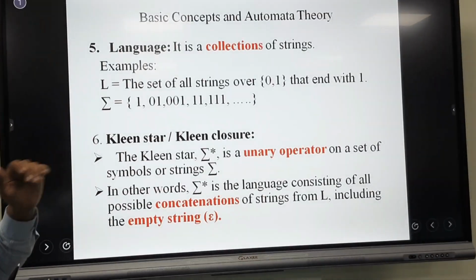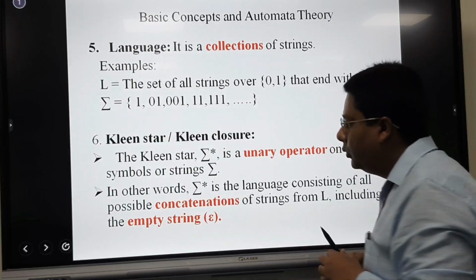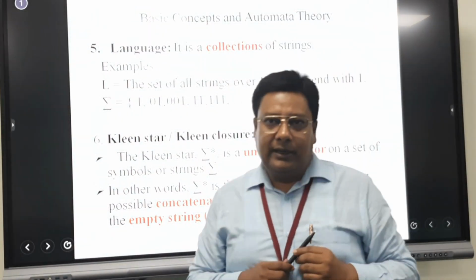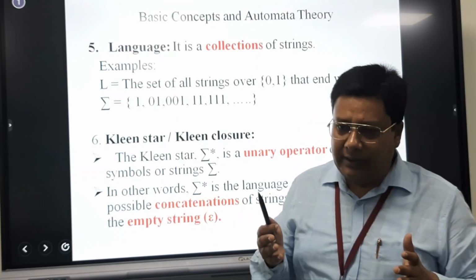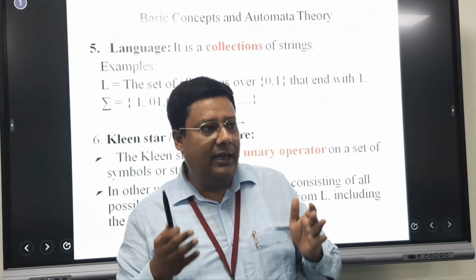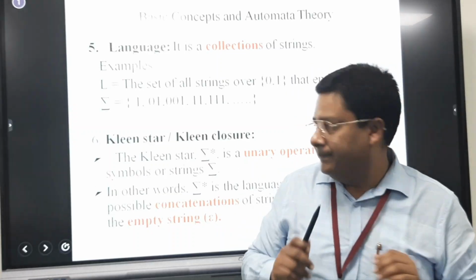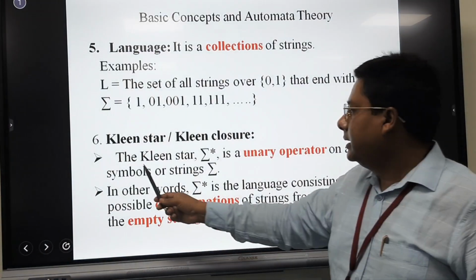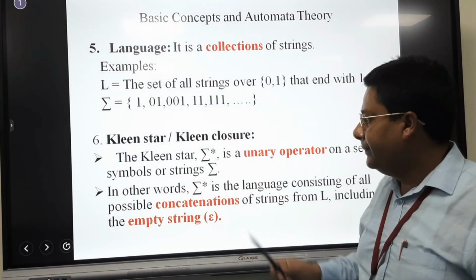The next most important part of automata is Kleene star and Kleene closure. What is the meaning of Kleene star? Kleene star and Kleene closure are both the same. Sometimes we see it written as Kleene star, somewhere else as Kleene closure, but both are the same. Due to the star on the sigma, it is known as the Kleene star.